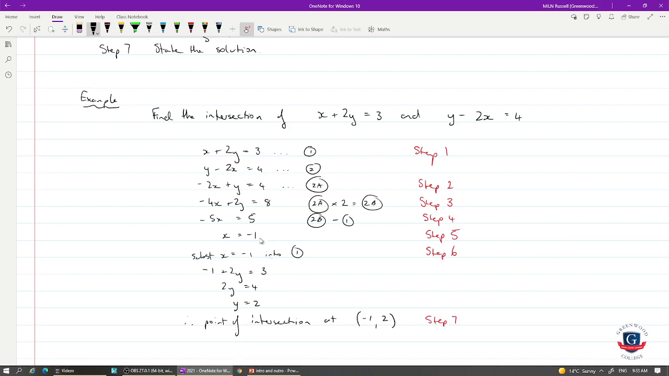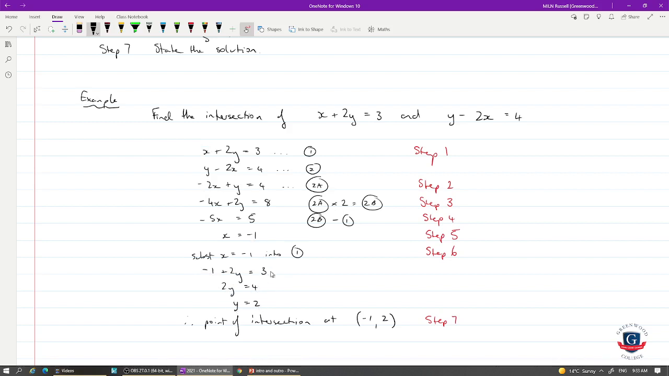Once we've done that, if we substitute x equals negative 1 into either of these equations, we can find the corresponding y-coordinate. On this occasion, I've substituted it into 1, and I've stated it here, as I should have done the first time. So negative 1 plus 2y equals 3 by putting negative 1 in there. That's how this equation was formed. Added 1 to both sides gives me 2y equals 4. Divided both sides by 2 gives me y equals 2.